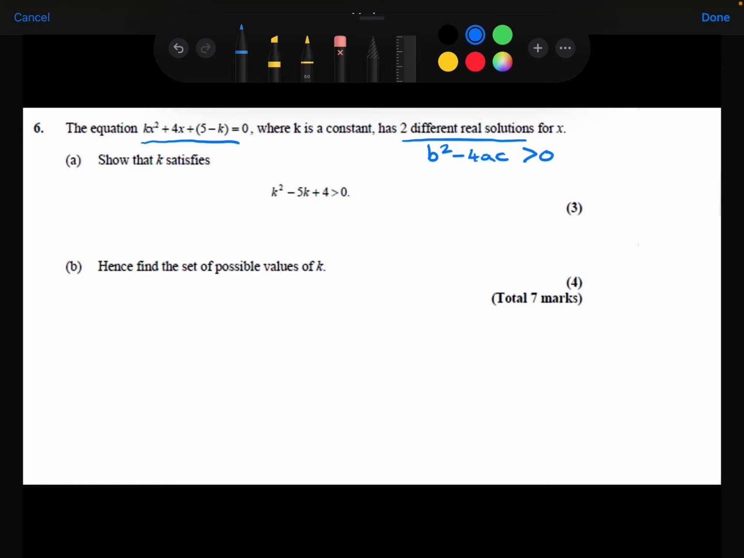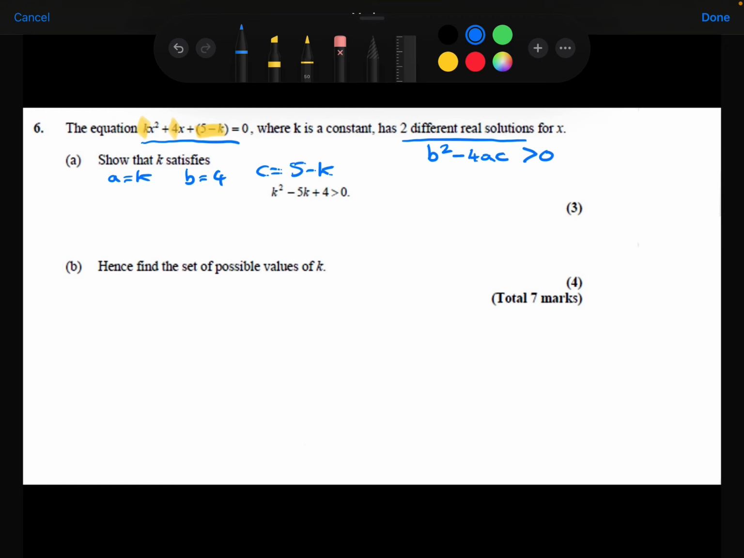Right, let's go back to the quadratic and find out what a, b and c are. So a, remember, is the number in front of the x squared. So a, in this case, is k. b is the number in front of the x, which is 4. And c is the constant by itself. So c is 5 minus k.